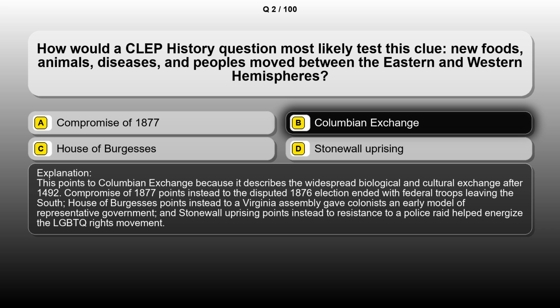House of Burgesses points instead to a Virginia assembly gave colonists an early model of representative government, and Stonewall Uprising points instead to resistance to a police raid helped energize the LGBTQ rights movement.